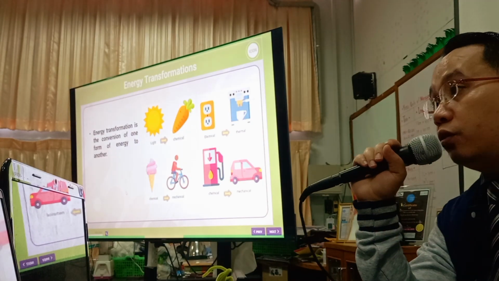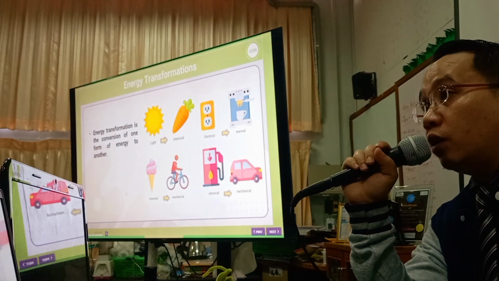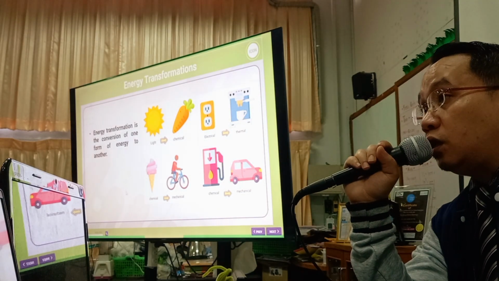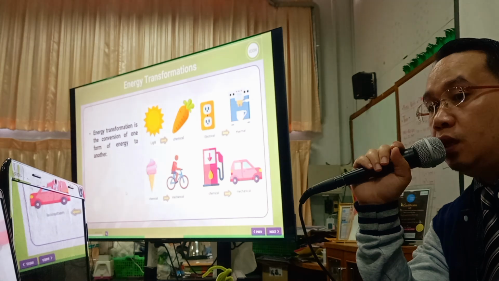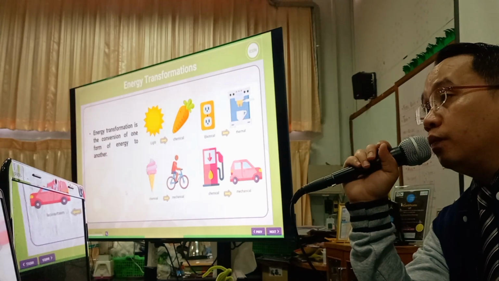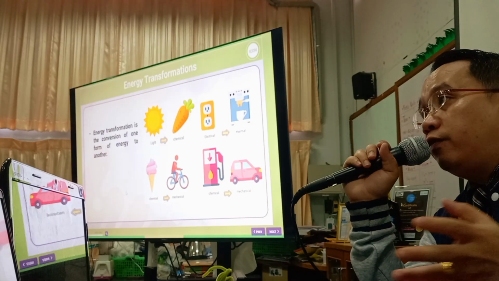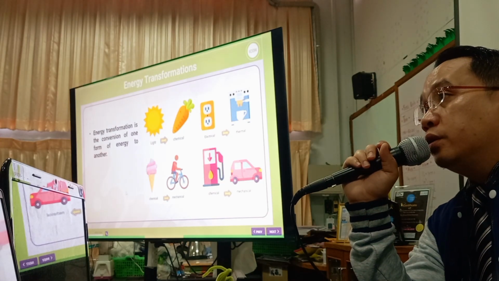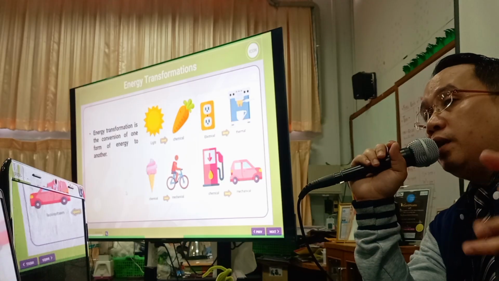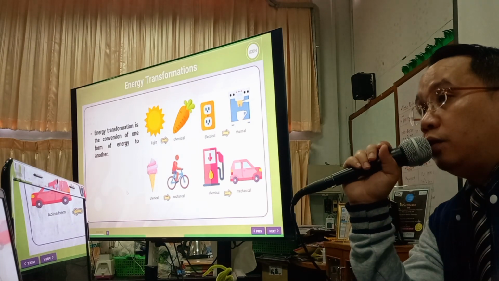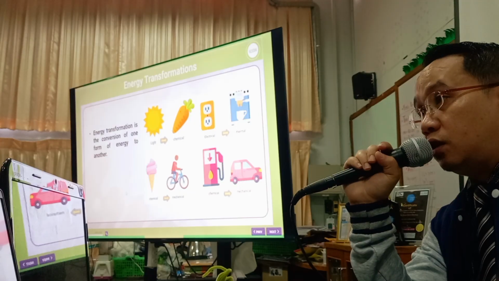What do you mean by the word thermal? Heat energy. Electrical is electricity, a source of power. Chemical energy is, for example, batteries, especially for our transportation. Another means of chemical energy is the food that you have eaten and are digesting.